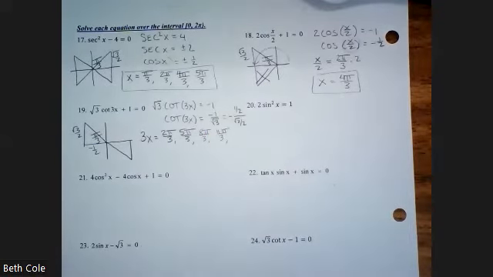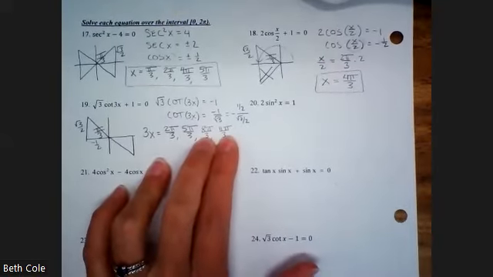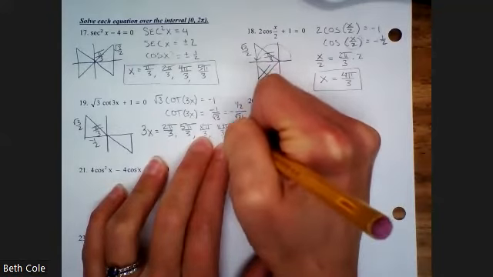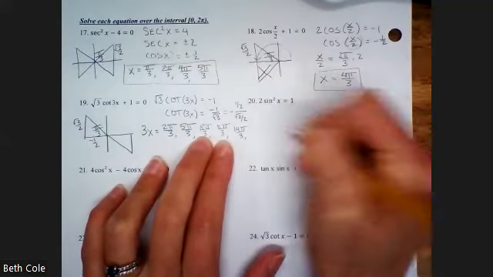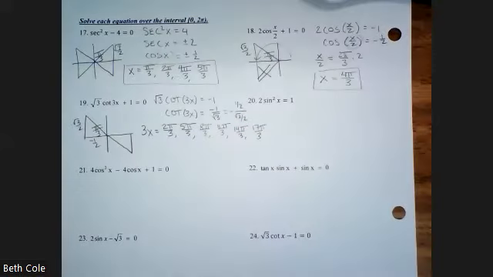And then you have to go around one more time. So you're going to add 6/3 to both of these. We're going to go around one more time. So 8 plus 6, that would be 14 pi over 3. And 11 plus 6 would be 17. So 17 pi over 3.